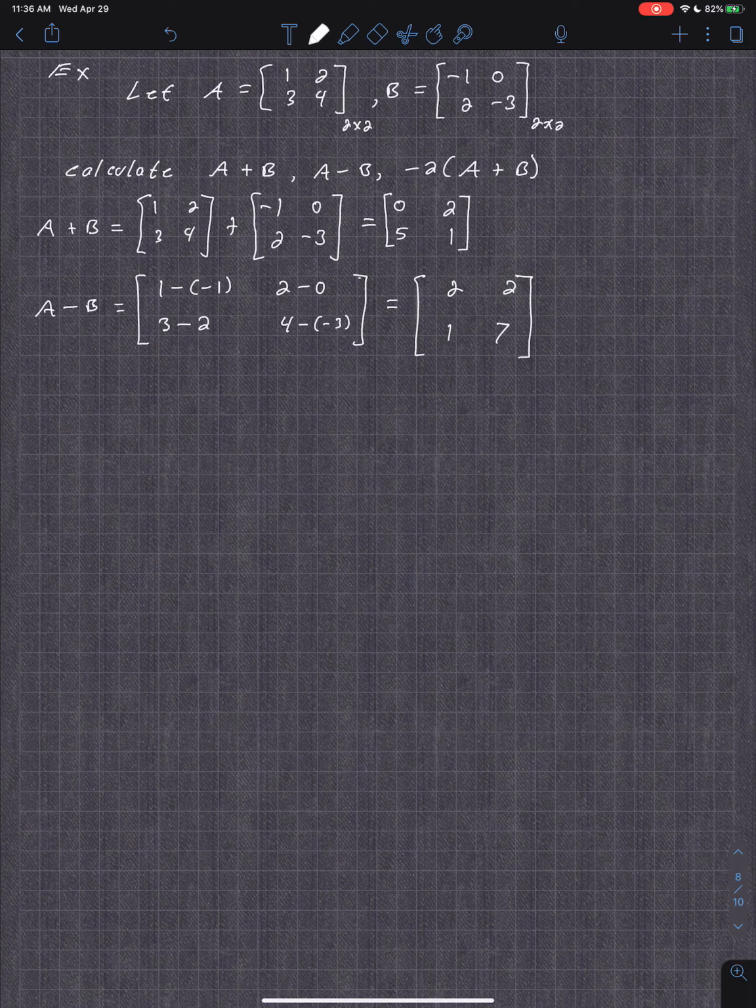Then when you do -2 times (A plus B), you really can do it in either order, because you can add these, so we know what that is, and then multiply by -2, or you can distribute. So let's just do both, just to test it. If I do -2 times (A plus B), that's -2 times, and we already added A plus B. It's 0, 2, 5, 1. So you just multiply and you get 0, -4, -10, -2.